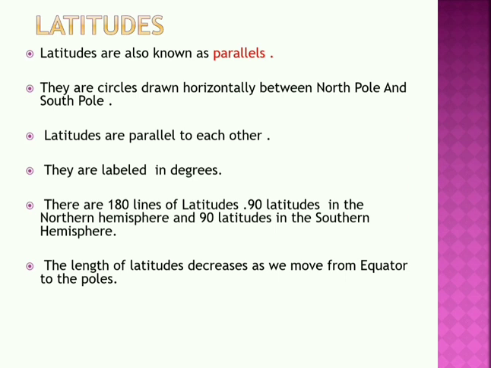There are 180 lines of latitude on Earth: 90 latitudes in the northern hemisphere and 90 latitudes in the southern hemisphere. The length of latitudes decreases as we move from the equator towards the poles. See, the equator is the largest latitude, and the length of these latitudes goes on decreasing as we move from the equator towards either of the poles.